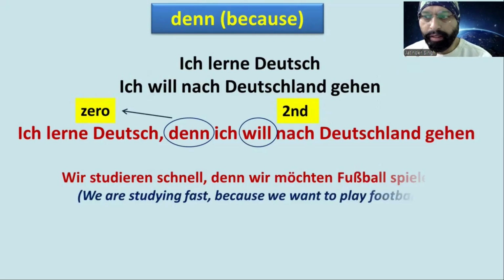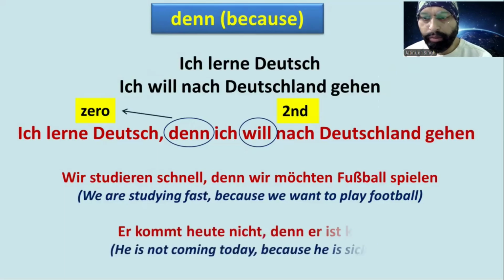Now we check some other examples. Wir studieren schnell, denn wir möchten Fußball spielen. We are studying fast because we want to play football. So the same conjunction, then subject, and then the main verb that will stay on the second position. One more example to understand. Er kommt heute nicht, denn er ist krank. He is not coming today because he is sick or ill. So this was about the denn conjunction. I hope that you have understood all these conjunctions till here.